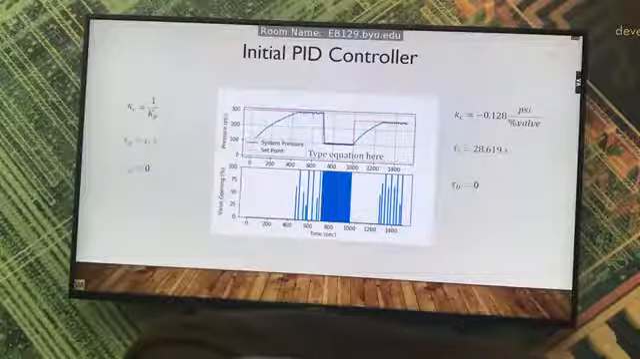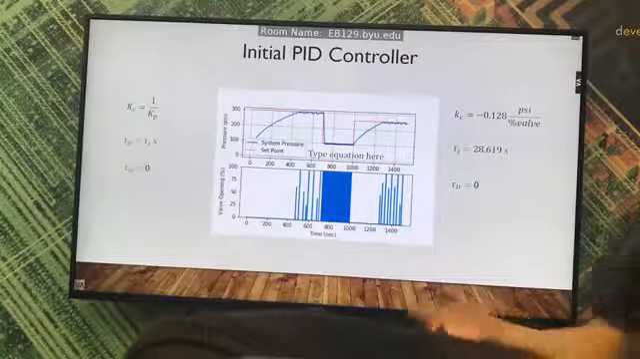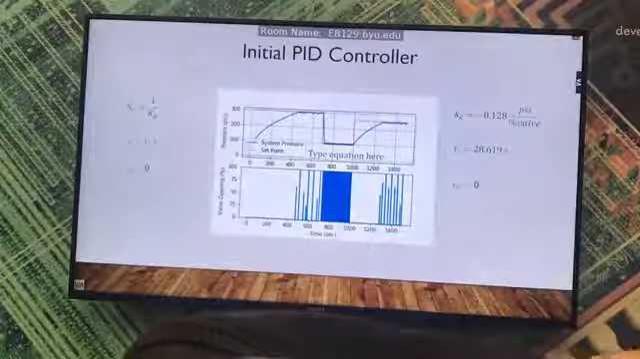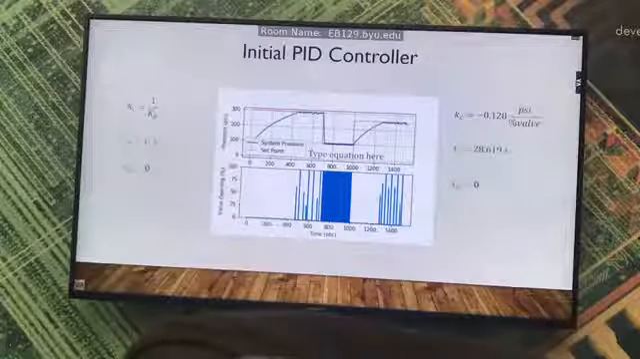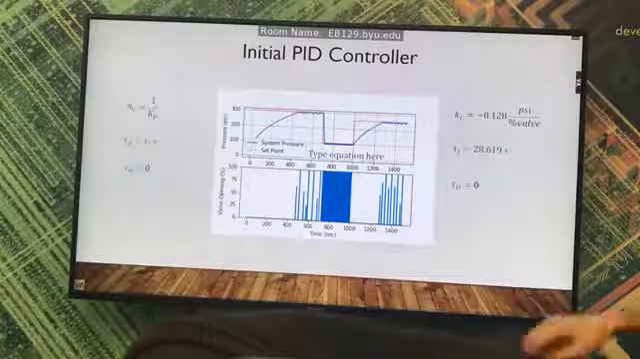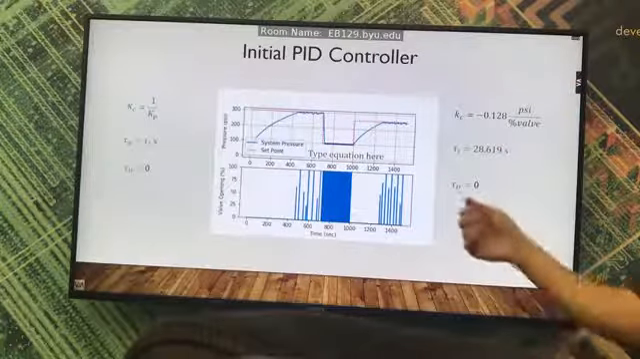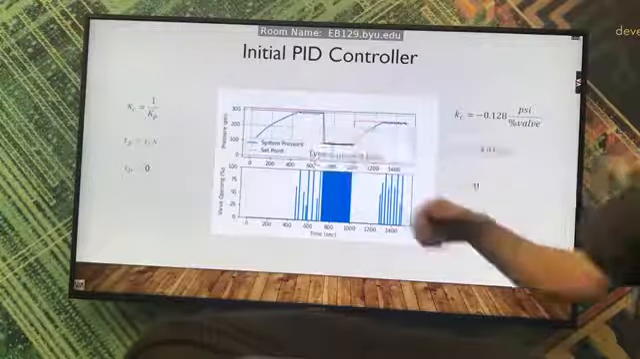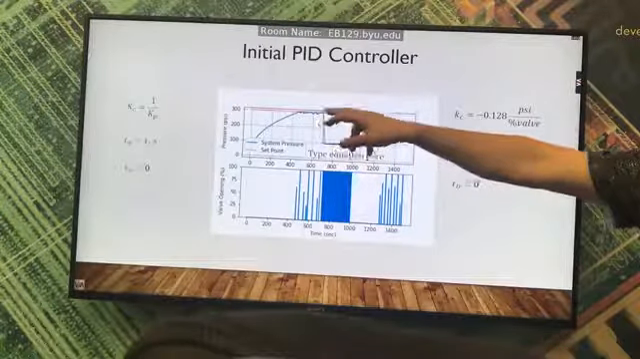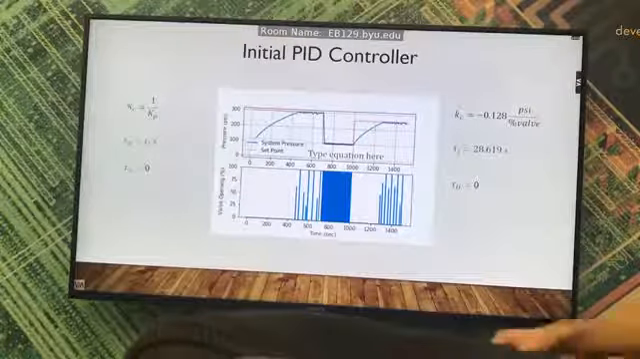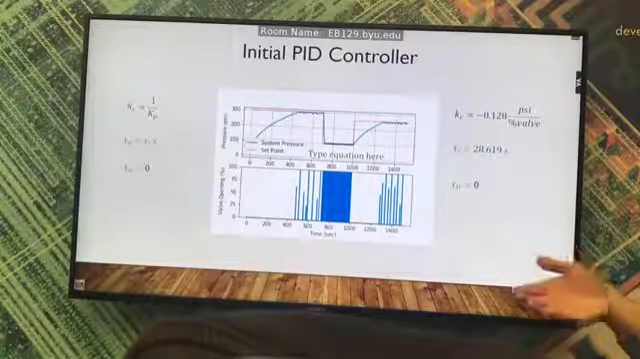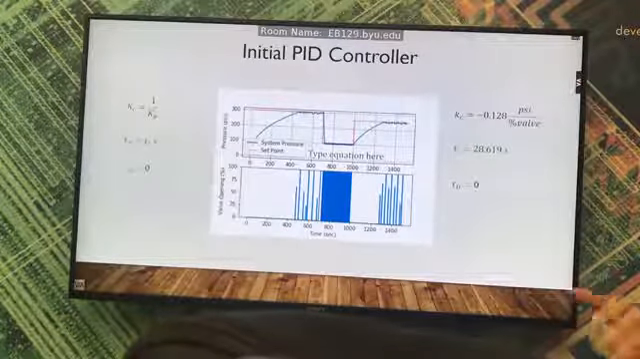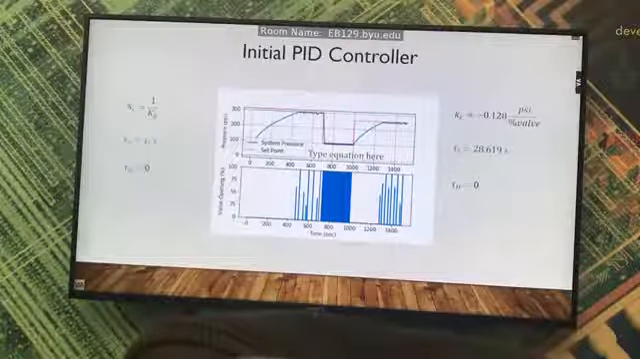With our PID controller, because our dead time was 0, we used simple PID tuning parameters to get our initial PID parameters. We got a Kc of negative 0.128 psi per percent valve, a tau I of 28.619, and a derivative term of 0. Looking at the result, it looks like our gain was pretty aggressive because we have a lot of oscillation every time we get to the set point. And if you look at the valve, it's opening and closing from 0 to 100% really rapidly. That's not ideal because it's going to wear out the system, and it probably is not even practical in reality.